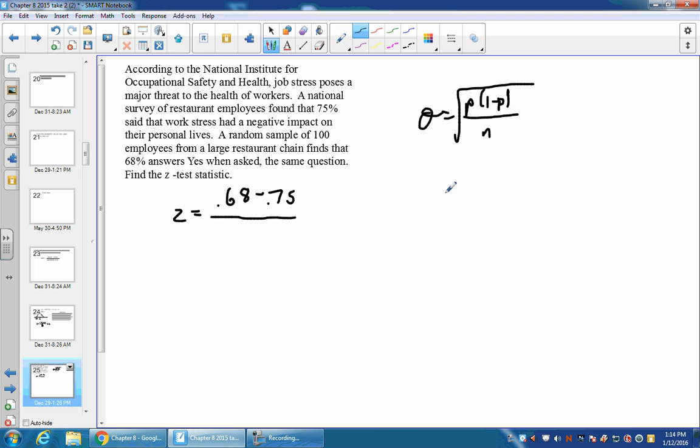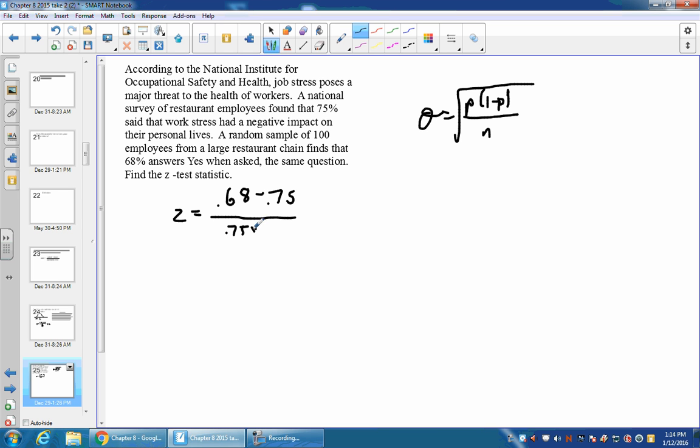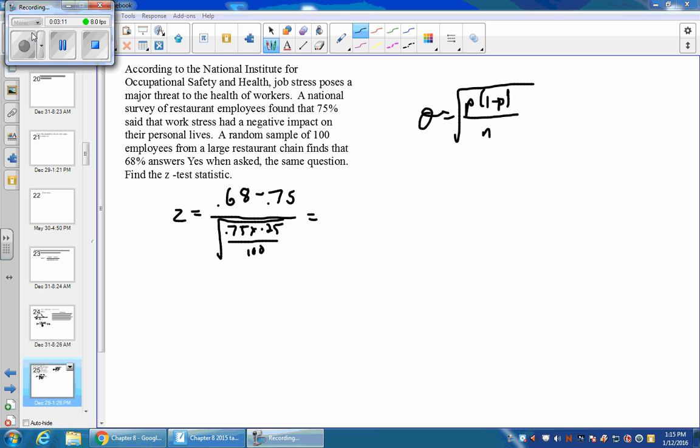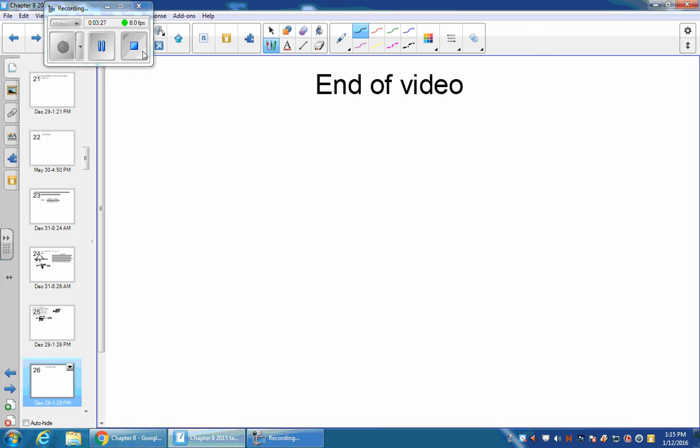There we go. And so what we have to do here is our p is 0.75. So we're going to take 0.75 times 0.25 over 100 and square root it. So plugging this into our calculator, I got a z-score of negative 1.616. So let's just call it negative 1.62. All right. Hopefully that allows us to do some on your own.